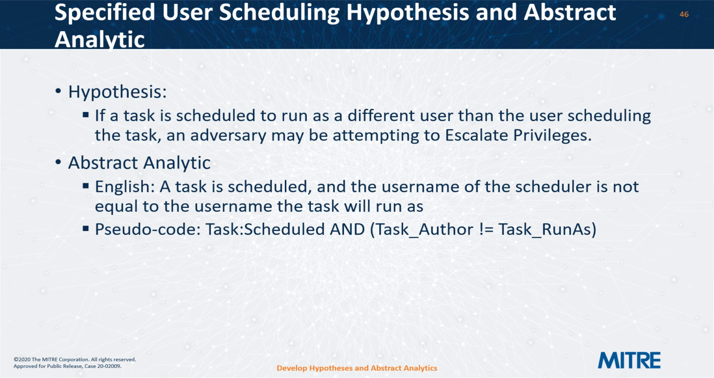In that example, complying with an existing data model might aid us in converting the abstract analytic to specific data collection requirements. In this example, we've invented a custom event called task scheduled, which is not in the CAR data model. Now, this approach leans away from specificity and keeps our thinking more fluid to alternatives, like, for example, event code 4698.